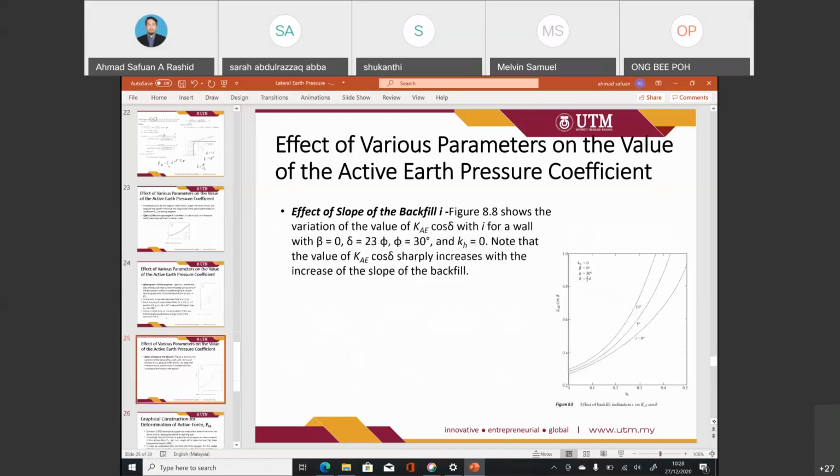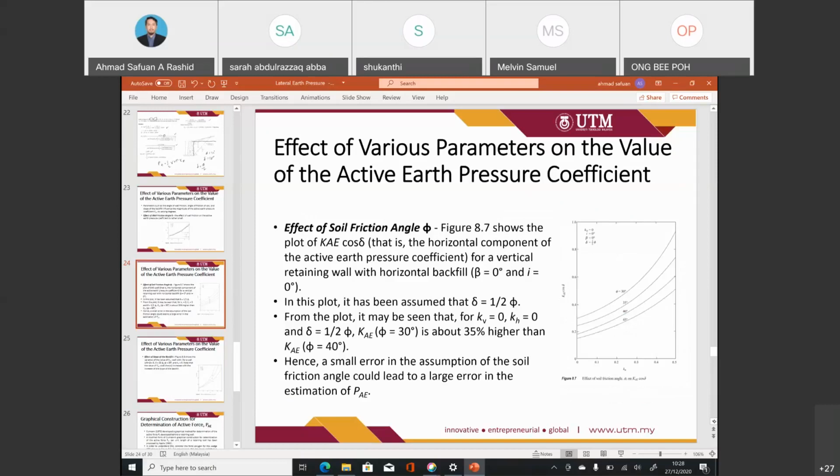And the last one, what will be the effect of the backfill? If I is increased up to 10 when KH is equal to 0, there will be no big difference. But when the KH starts to increase, the value of the difference shows a high difference between 0 to 10 degrees of backfill. But the most important thing is the phi value. The phi value contributes significantly to a huge difference in the KAE or PAE value.